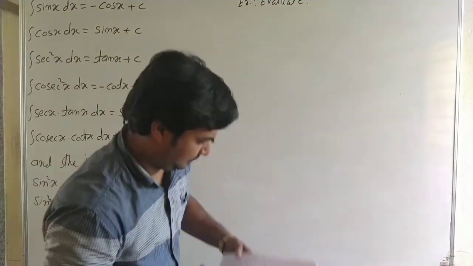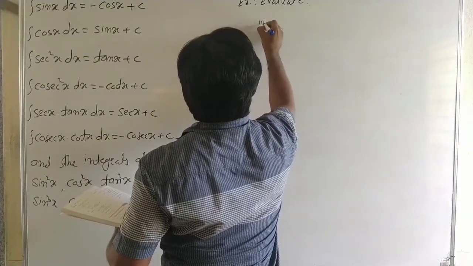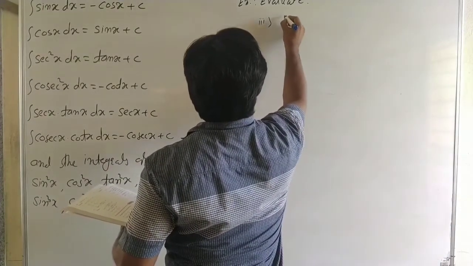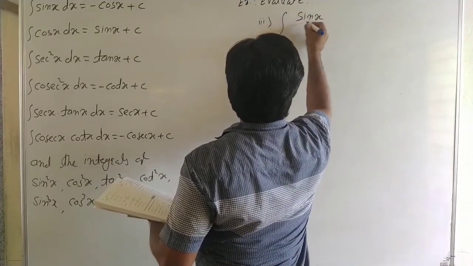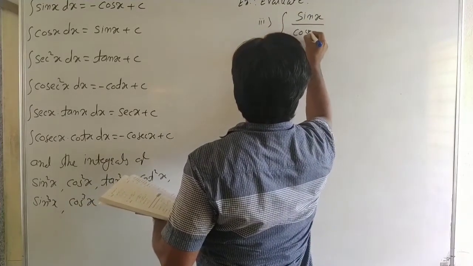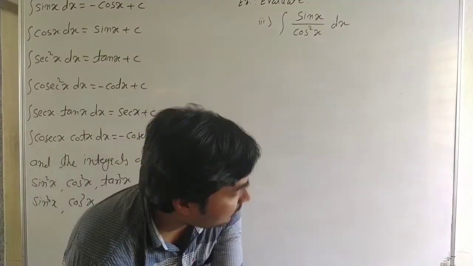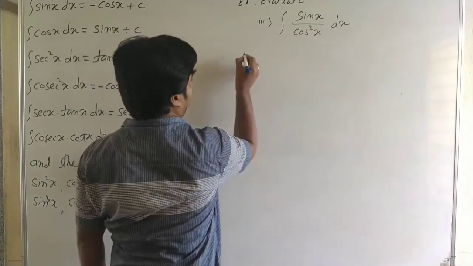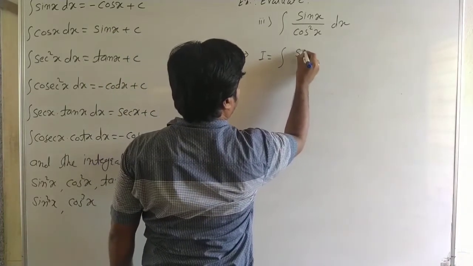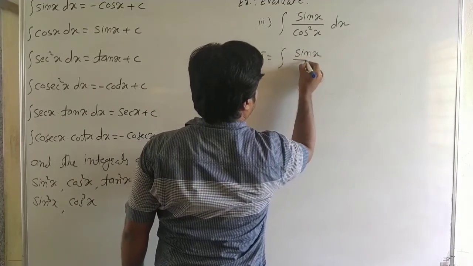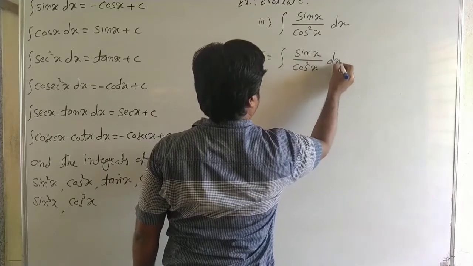Then next example, third: the integral of sin x upon cos square x dx. See carefully, it is the integral of sin x upon cos square x dx.